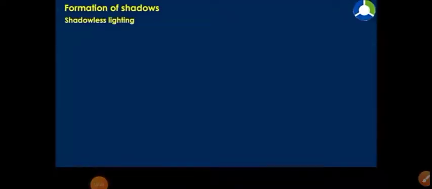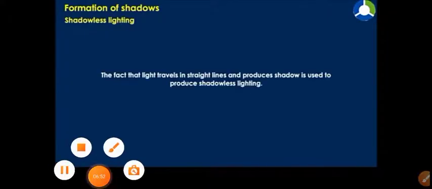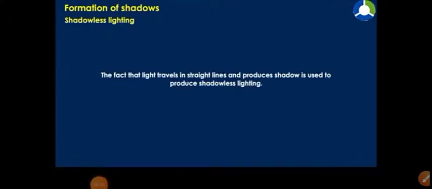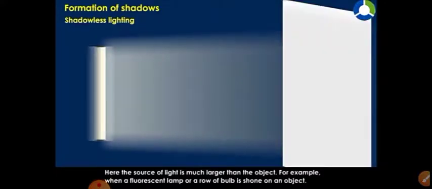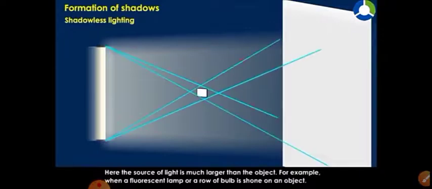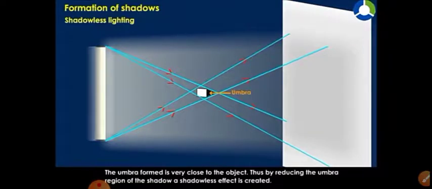Next topic is shadowless lighting. The fact that light travels in straight lines and produces shadow is used to produce shadowless lighting. Here, the source of light is much larger than the object. For example, when a fluorescent lamp or a row of bulbs is shone on an object, the umbra formed is very close to the object. Thus, by reducing the umbra region of the shadow, a shadowless effect is created.